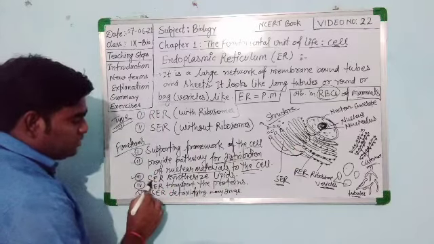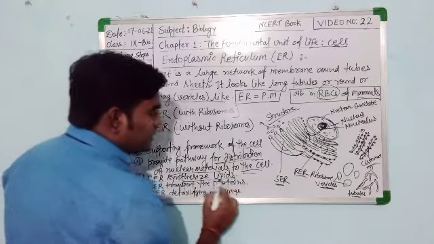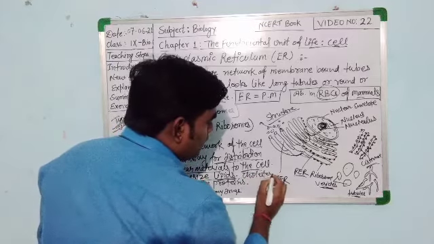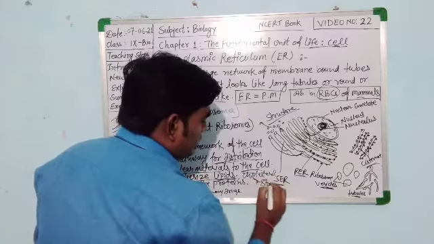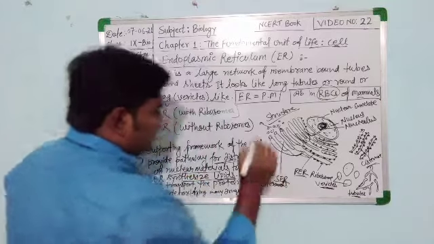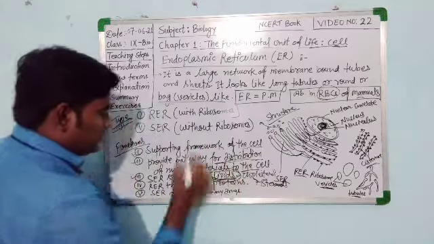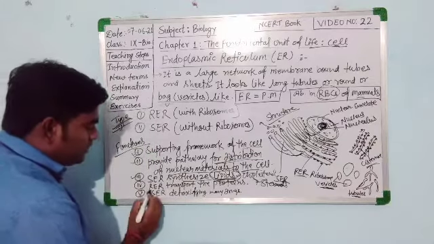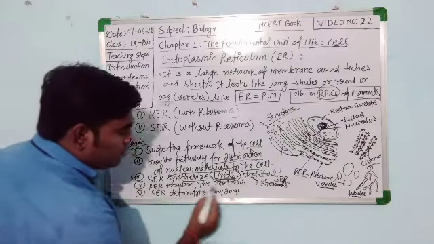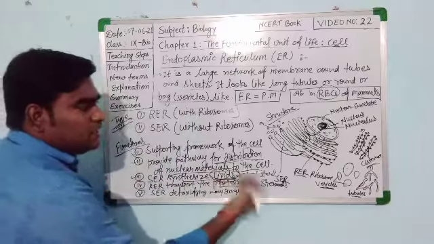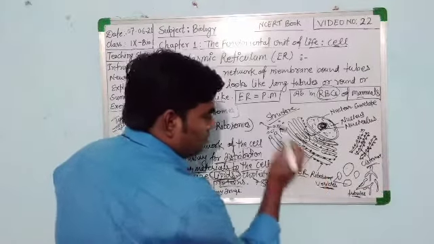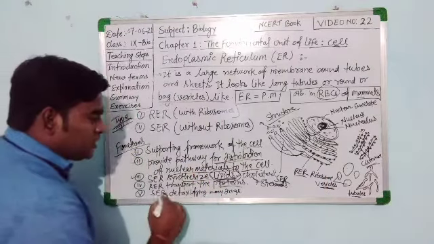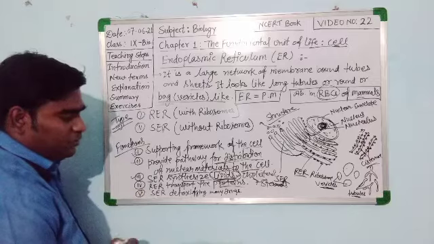The third function is that smooth endoplasmic reticulum synthesizes lipid, cholesterol and steroid. Basically it synthesizes lipid, so smooth ER helps to synthesize the lipid. Then rough endoplasmic reticulum transports the protein which is synthesized by ribosomes. Ribosomes synthesize the protein, and this protein is transported by the rough endoplasmic reticulum.